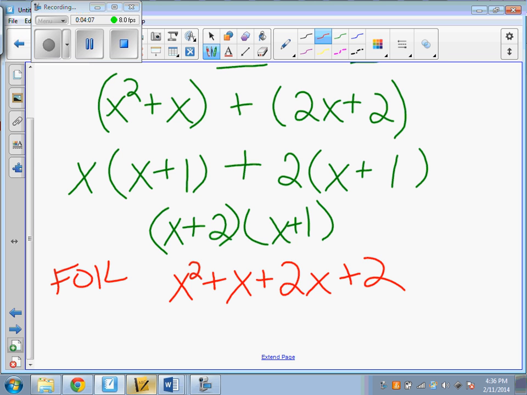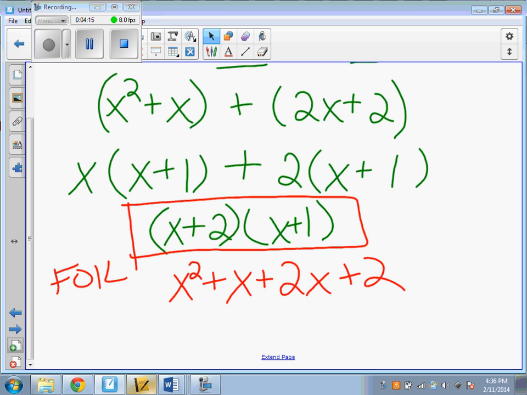So our answer for factoring is to get these 2 binomials, x plus 2 times x plus 1.